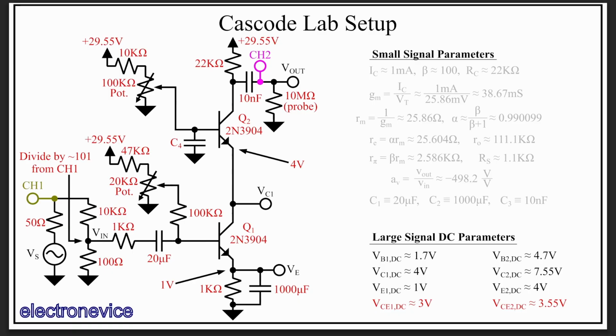So now that we've gotten the DC voltage out of the way, let's go through the small signal parameters and briefly justify that they're about the same, or make adjustments that we have to make. First, the collector current is defined by the Q1 emitter voltage, so that's the same.